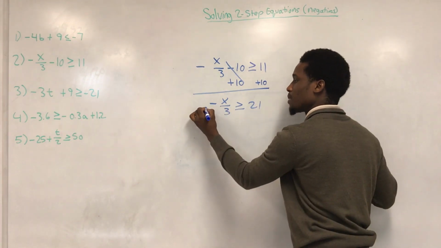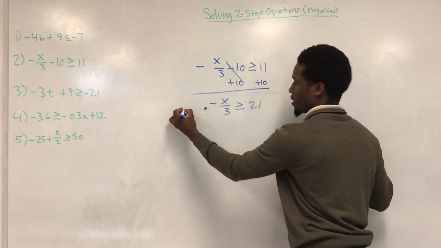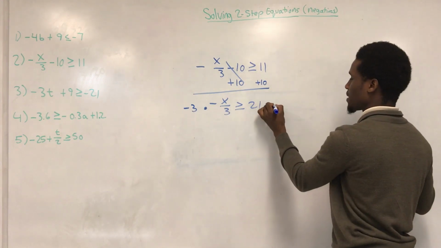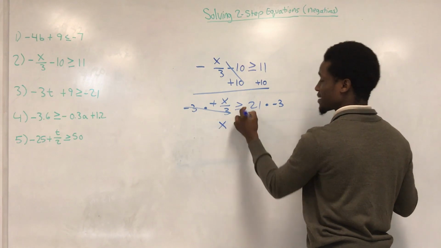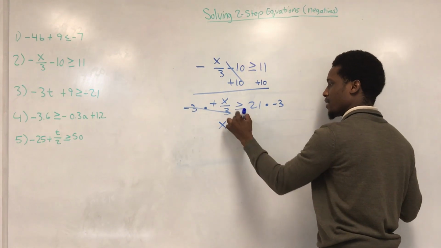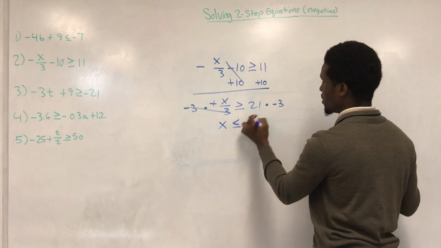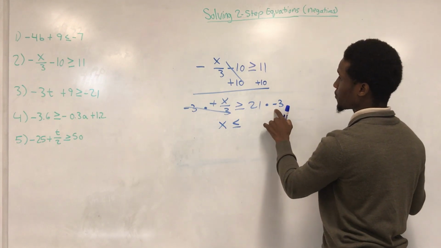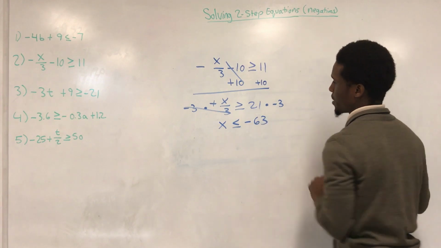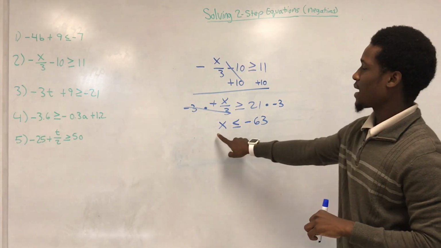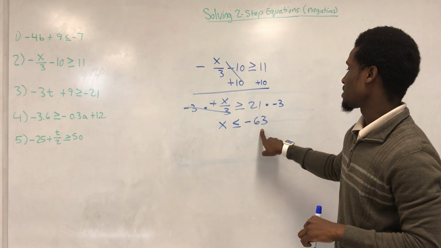Next, we have to multiply by negative 3. Negative 3 multiplied by negative 3. Get the negative out of there. So x is now less than or equal to 21 times negative 3, which is equal to negative 63. Okay? So x has to be less than or equal to negative 63.